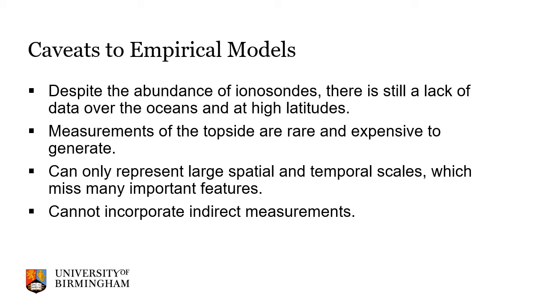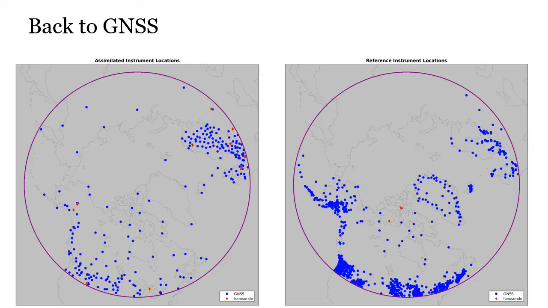On top of that, these empirical models are incapable of incorporating indirect measurements. And maybe conveniently enough, we have an abundance of indirect measurements. With the prevalence of GNSS, I mentioned before that GPS signals, as they propagate through the ionosphere, get slowed down by that medium and can cause an error in your position.